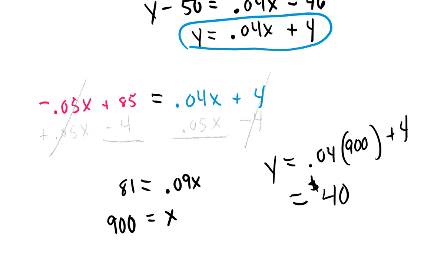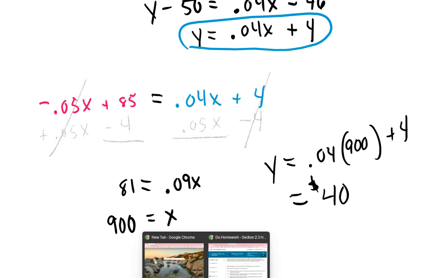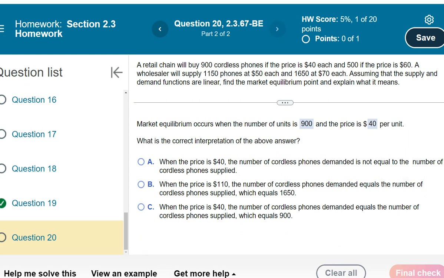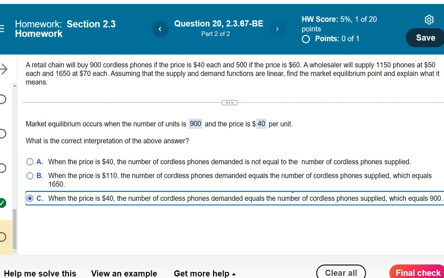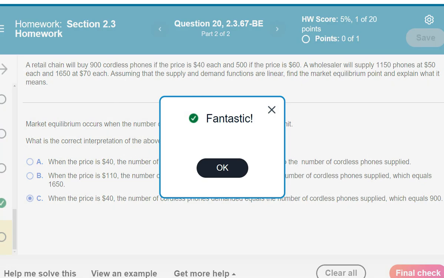So if I jump back to my math lab, I already typed in the answers and I got it right. It says market equilibrium occurs when the number of units is 900 and the price is 40. And then it says, what is the correct interpretation of the above answer? There you go. C. When the price is $40, the number of cordless phones demanded equals the number of cordless phones supplied. That is market equilibrium, which would equal the 900. Final check. Another positive affirmation.